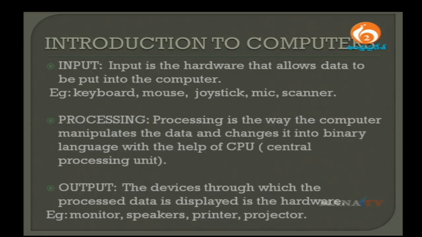Now let us go with the third point, that is output. If you can see here, the output is the devices through which the processed data is displayed, the hardware. Examples: monitor, speakers, printer, projector. As I said, I will read it once again. The definition of output is the devices through which the processed data is displayed, alright.